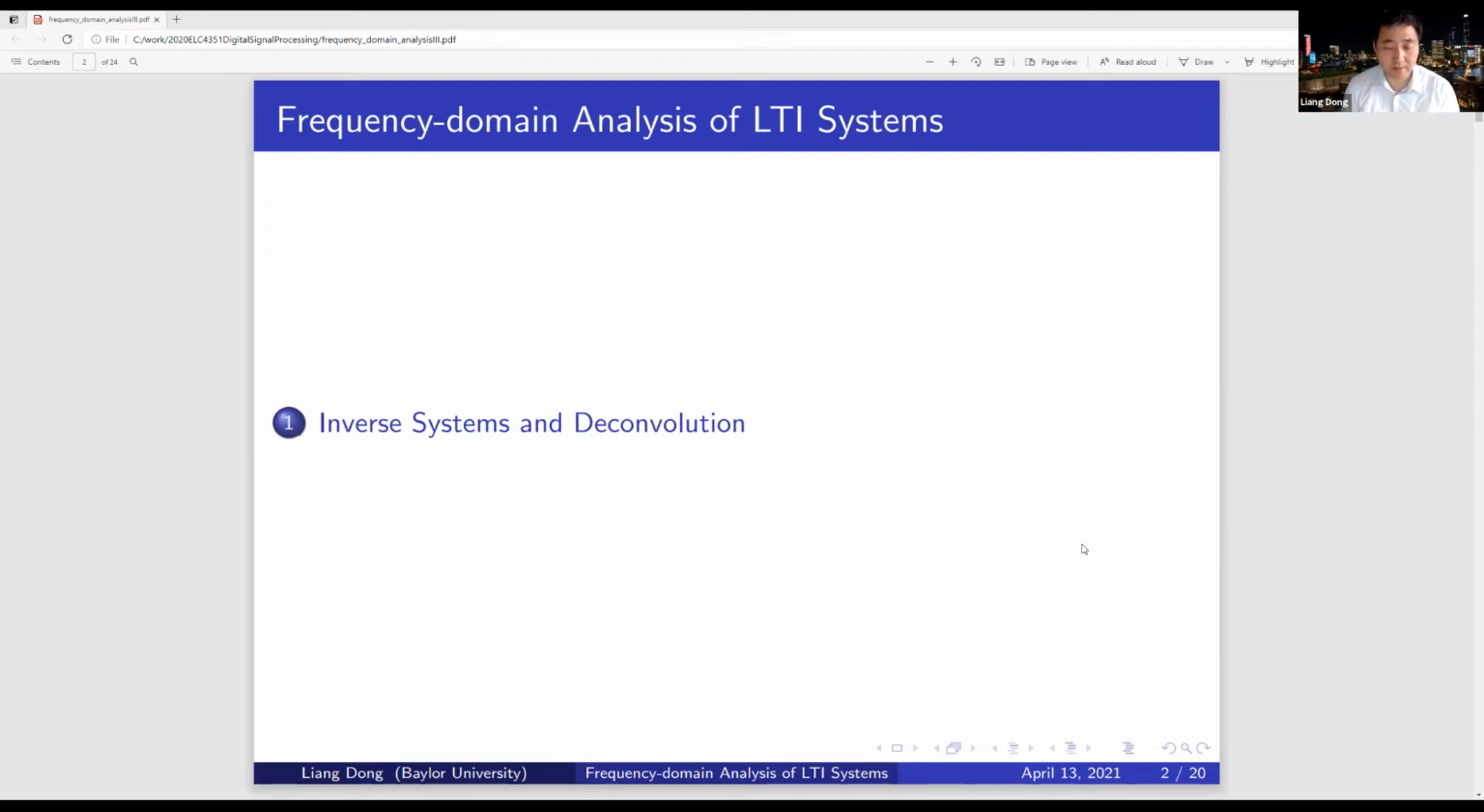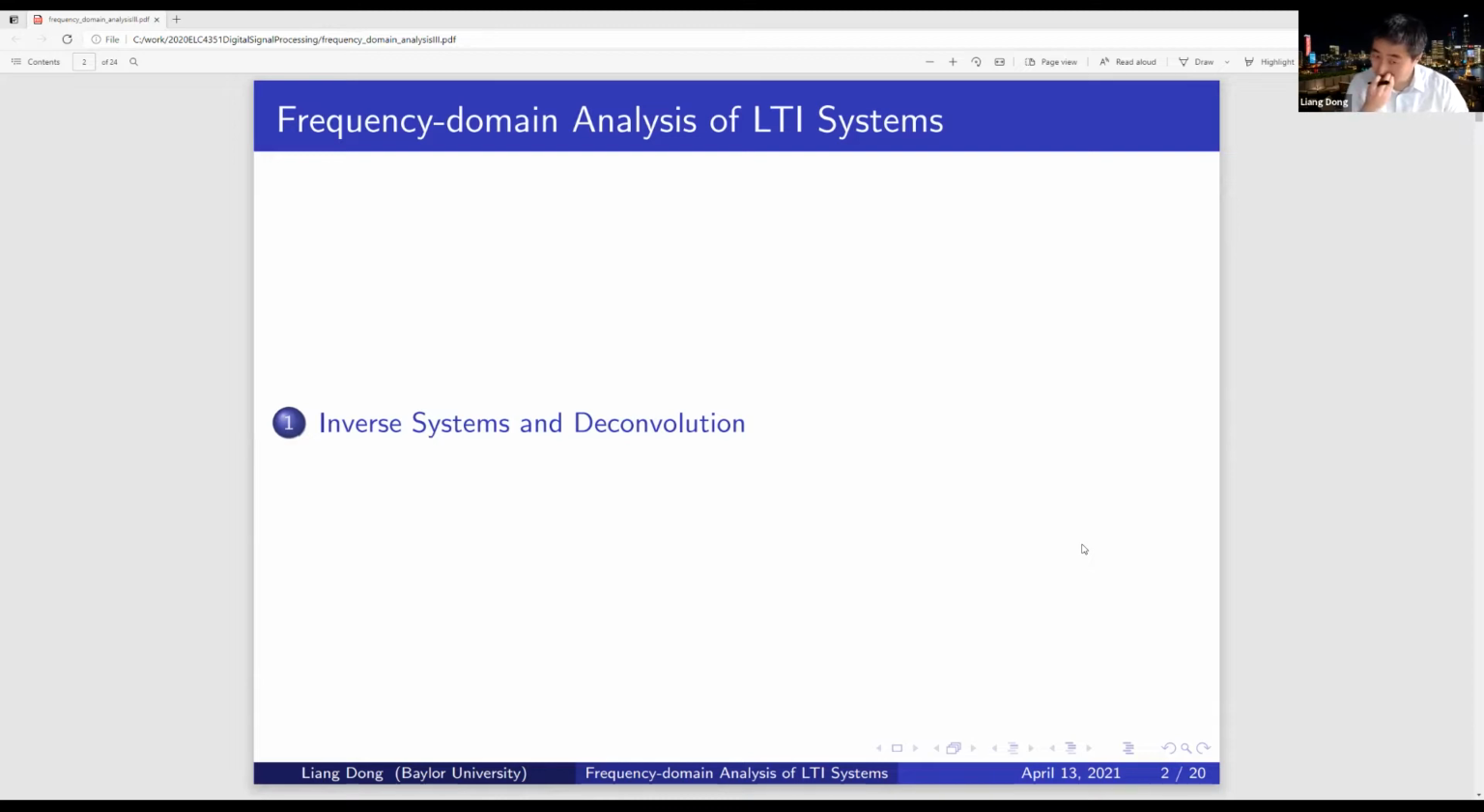This filter can be a physical filter. For example, it can be a communication channel. So that is something that is unavoidable. It will happen to the signal. Sometimes it will give some bad effect. We want to avert that effect. So we design an inverse system. We're putting another filter to remove that effect.